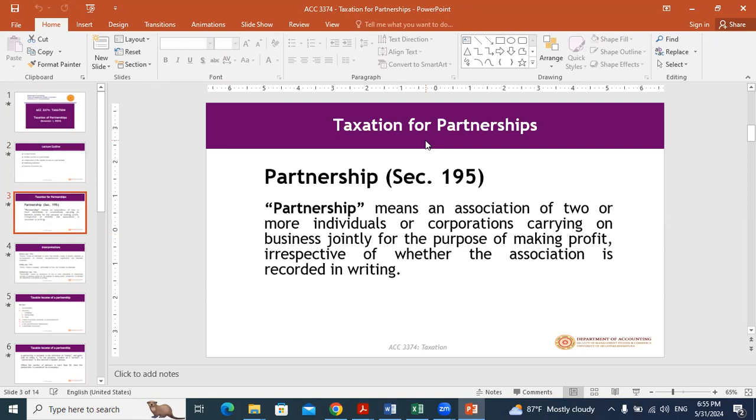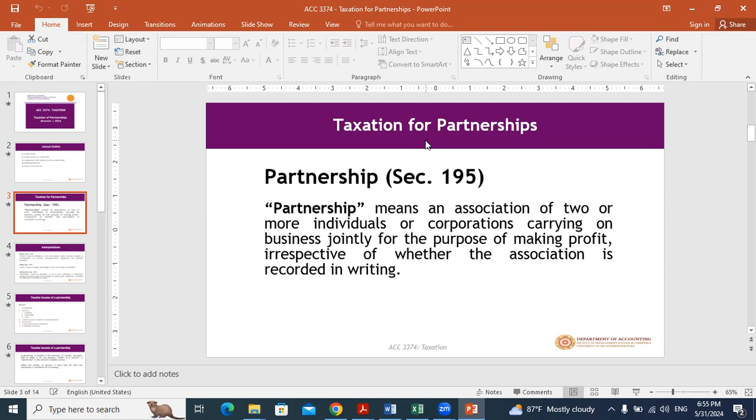This is covered in section 195 of the Act, which defines the partnership as an association of 2 or more individuals or corporations carrying on business jointly for the purpose of making profit, irrespective of whether the association is recorded in writing or not. The meaning is that the partnership agreement could be in writing or maybe otherwise, maybe by way of understanding in law of contract.